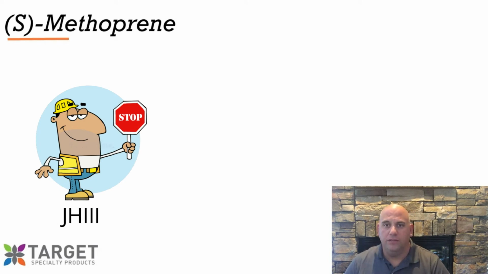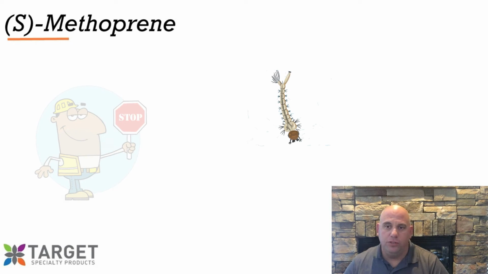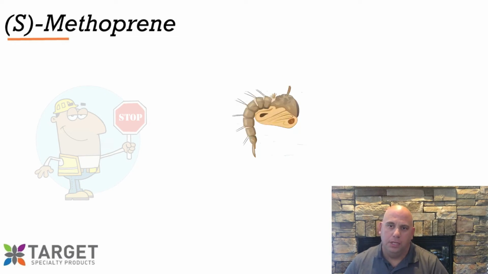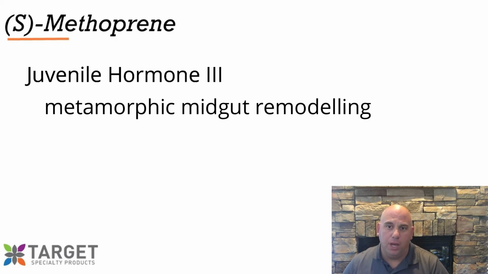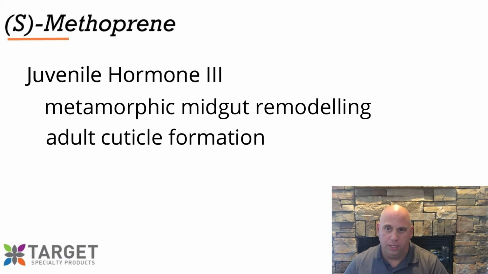In the presence of juvenile hormone, there's no change in the form of the insect or its structure. A larva remains a larva. It might increase in size or instar, but it's still a larva. However, in the absence of juvenile hormone, ecdysone causes a switching in the gene expression of the insect, changing the form from a larva to a pupa to an adult. And how that looks specifically in mosquitoes is juvenile hormone affects the metamorphic midgut remodeling and adult cuticle formation.